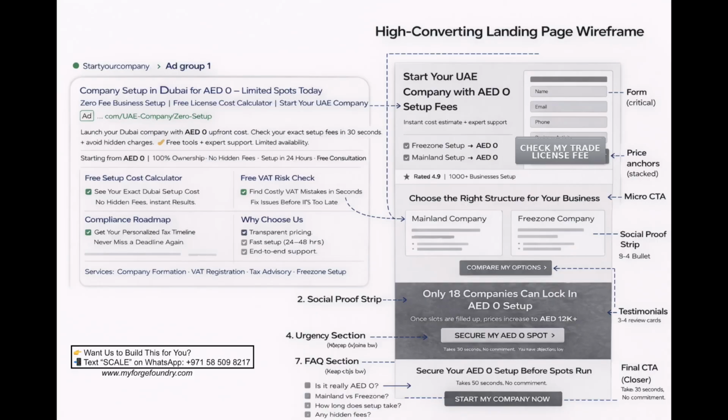Everyone in the UAE has seen this ad. Start your company for free. But here's the truth. These companies are making 20,000 dirhams upfront and up to 100,000 dirhams per client from that free offer. In this video, I'm going to break down exactly how they do it, step by step.